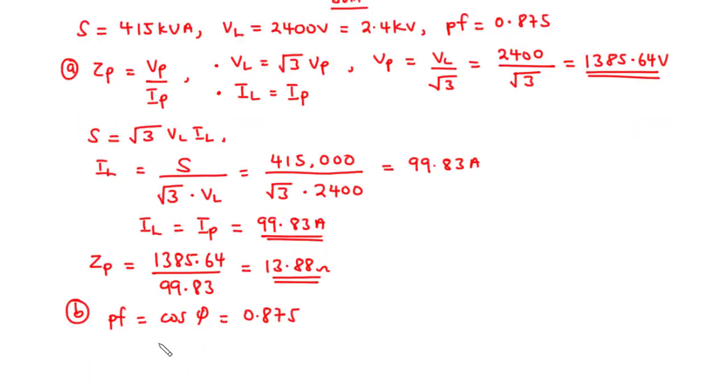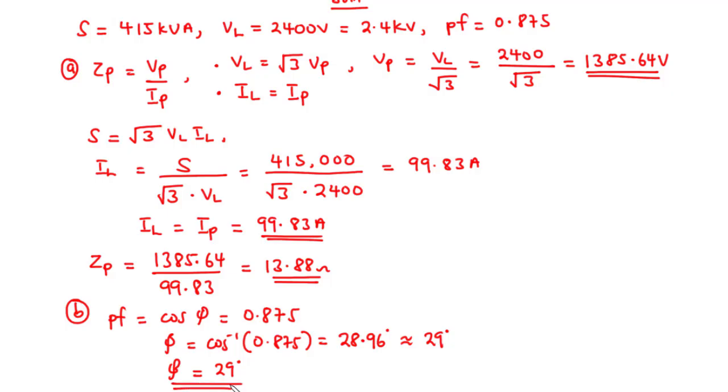So to find the phase angle, that is basically going to be cos inverse of 0.875, and that is going to be 28.96, which is approximately equal to 29 degrees. Therefore, the phase angle between the phase voltage and the phase current is equal to 29 degrees.